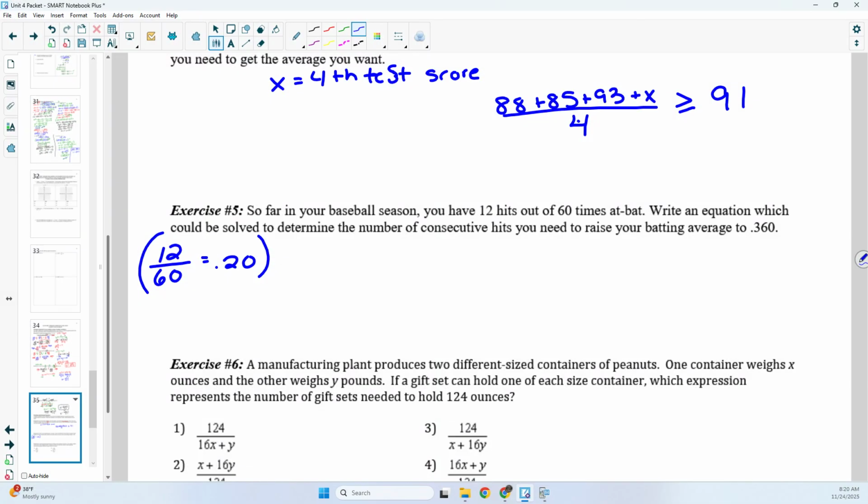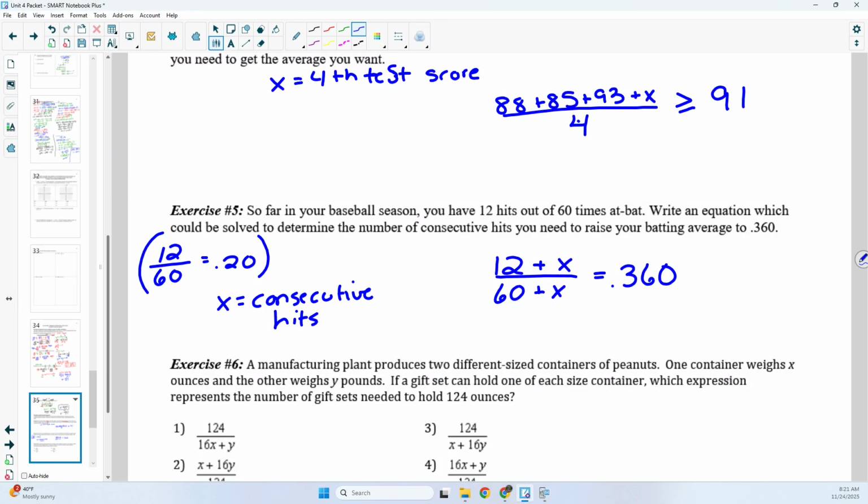That's where we're at. We want to get a bunch more hits. So basically, if I do x equals the consecutive hits, and that means how many times do I have to get up in a row, so no misses, right, and to get up to that .360. So I have the 12 I already got, plus the consecutive hits. The total would be 60, how many times I've been at bat, plus those extra times at bat. And we want that to equal .360.